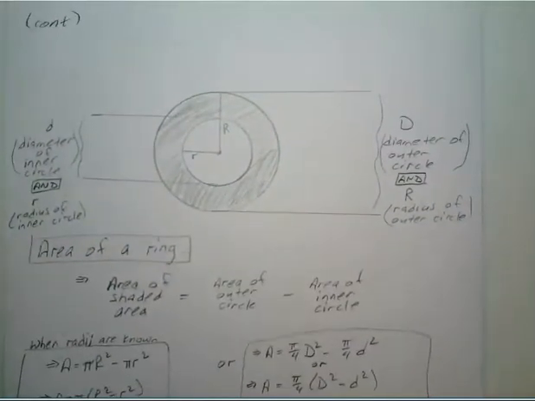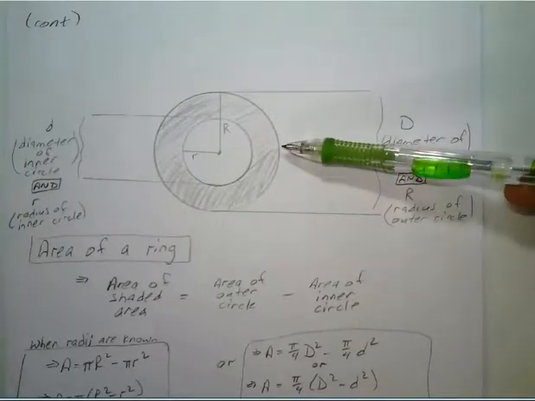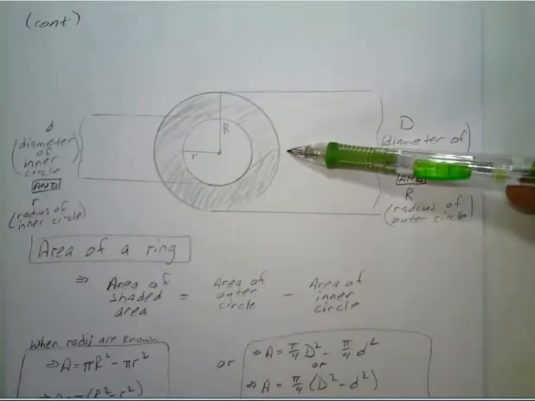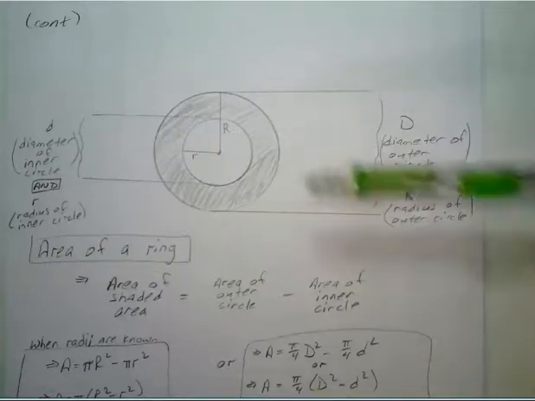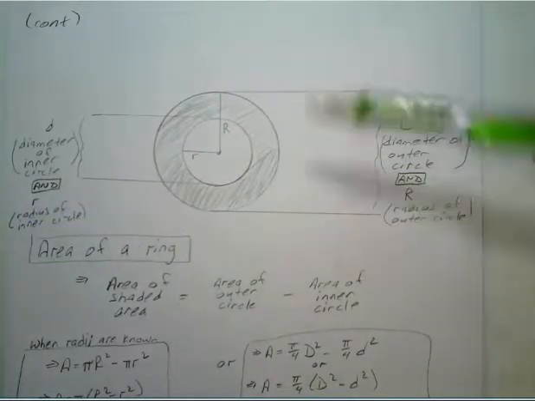And this is where we have the area of a ring. Now, you may see problems where they have a ring. They may call it a ring, they may call it a washer, they can call it various things. But this is the area of the ring.